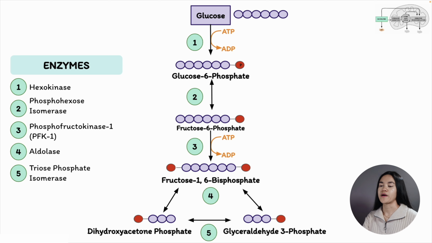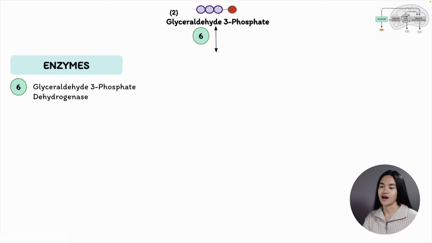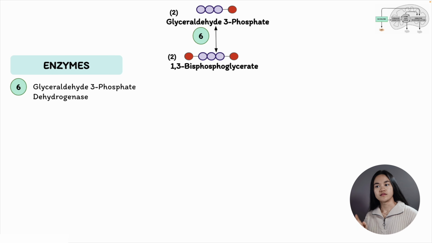Let's continue to the payoff phase, starting with glyceraldehyde 3-phosphate. Remember that we made 2 glyceraldehyde 3-phosphate, so each step in the payoff phase happens twice. Glyceraldehyde 3-phosphate is being oxidized to form 1,3-bisphosphoglycerate. This step is catalyzed by glyceraldehyde 3-phosphate dehydrogenase.